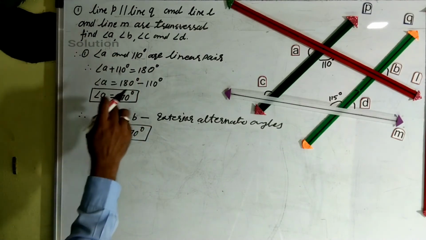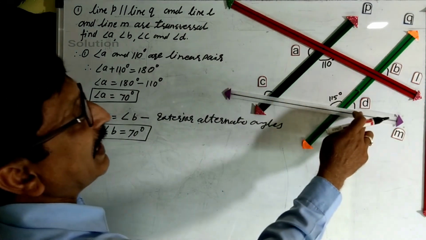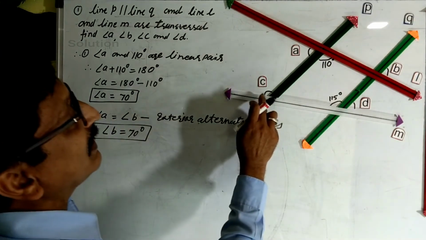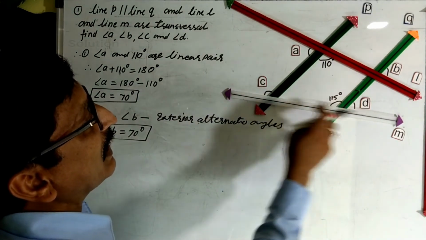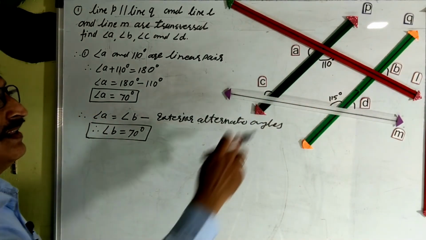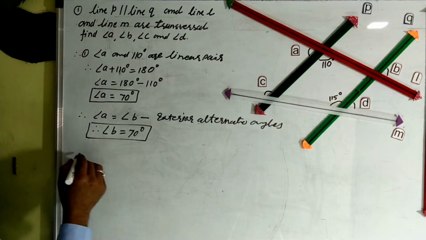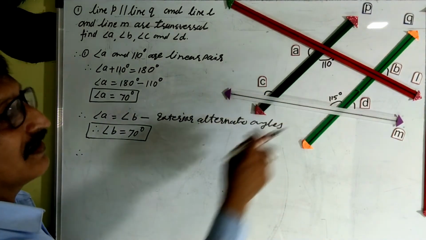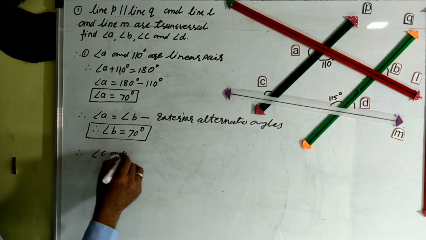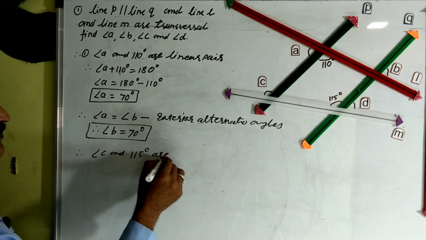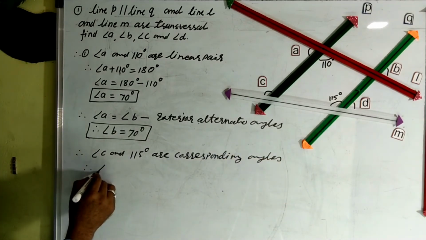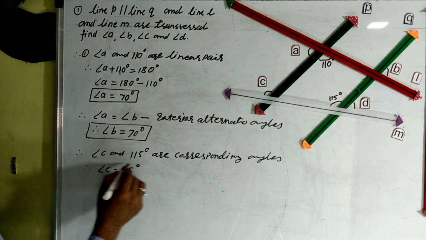Now see, remaining are C and D. Now C and D angles we get by the second transversal, that is line M. And what is the relation? See now, angle C and D, are they related? No. But angle C and 115, they are related with each other. They are here corresponding angles, and corresponding angles are congruent, and therefore you can write angle C and 115 are corresponding angles, and therefore you can write here angle C is equal to 115 degree.